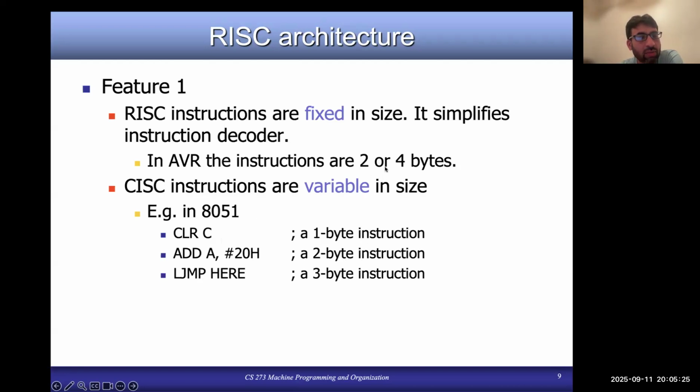But in your AVR microcontroller, we have either 2 or 4 bytes, and for the majority of the instructions, I guess there are only 3 or 4 instructions which are 4 bytes in size in the AVR microcontroller, and all others are 2 bytes in size.